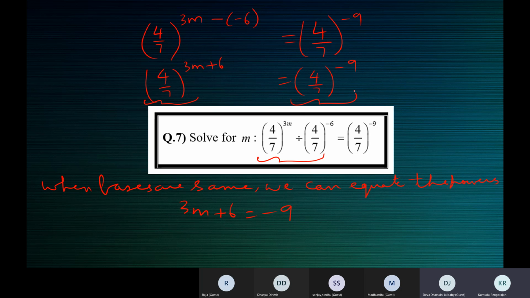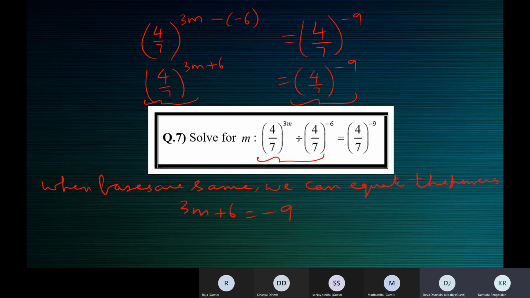In the left hand side and right hand side, that is before the equal to sign and after the equal to sign, what do you have? In the left hand side, the base is 4 by 7 and the power is 3m plus 6. In the right hand side, the base is 4 by 7 and the power is minus 9. The base is the same on both the sides. So when bases are same, we can equate the powers.